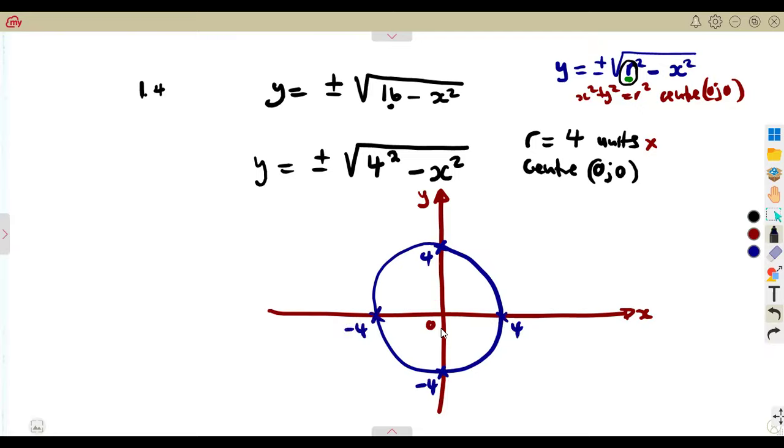The radius, guys, the distance from the center to the circle here, the distance is 4. Every distance that you make from the center, from this origin to the circle, as long as you are moving from the center to the circle, the radius is the distance there. So that's our circle.